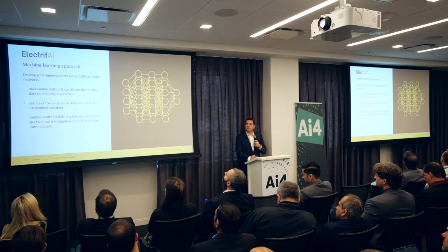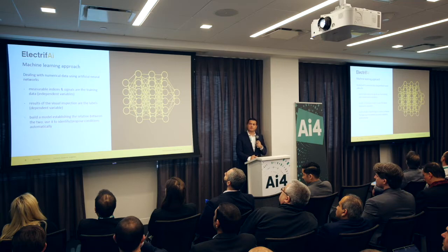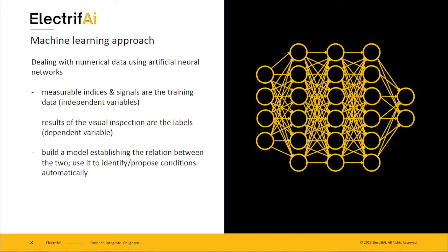So looking at the machine learning approach and artificial neural networks in particular, what we have in the first part of this game, let's say, with the tabulated numerical data, is that we have measurable indices or signals that are the training data, the independent variables, and then we have the results of the visual inspection, if imaging is to come into play. That are the labels.